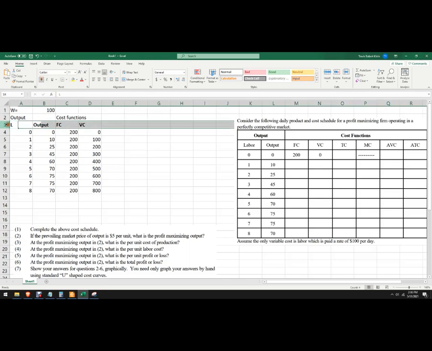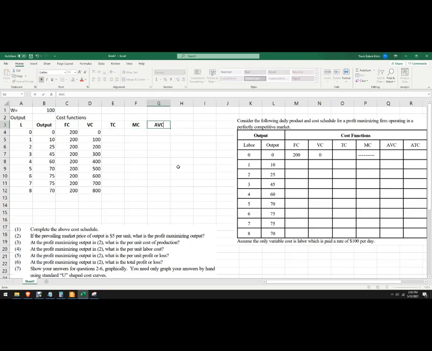Next, let's also make these centered. I just like the way that looks. Total cost, marginal cost, average variable cost, average total cost. Now these three don't have a value when we're at 0, so that's why you see the dashes in the table. Average variable cost is just the variable cost divided by quantity. You couldn't divide by 0, it's undefined, so we wouldn't do that. Same thing with average total cost.